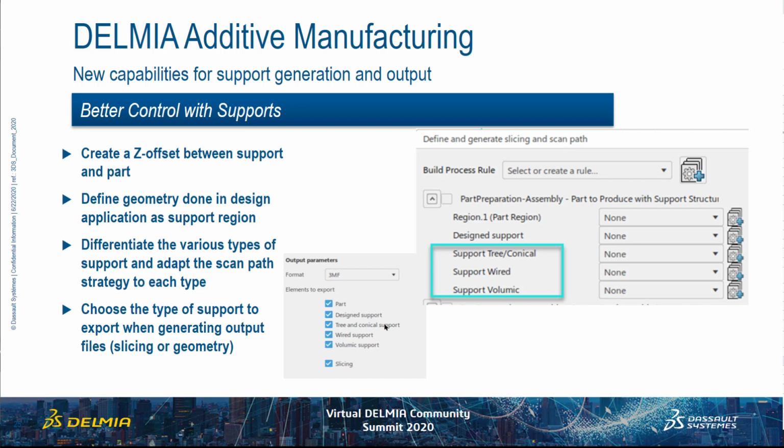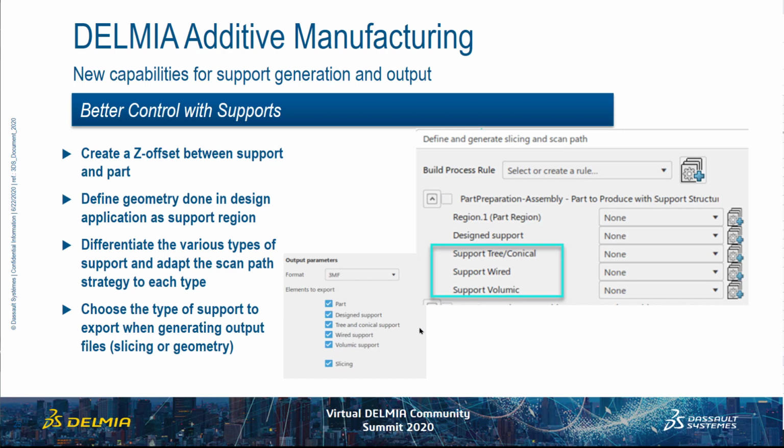When you generate an output, you can actually choose what kind of elements you want to output. So there's the part, if you have used a CAD geometry as a support structure, or whether you want to generate a tree and a conical support or wire support, you can just check them on or off to generate the output.